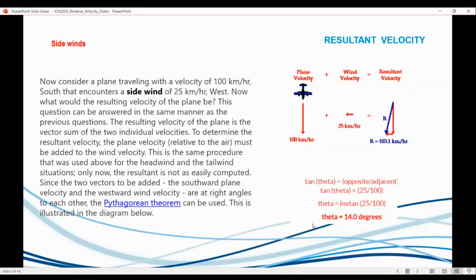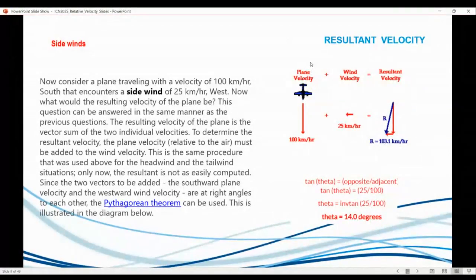And the last one, which is the more interesting one: if we had a side wind, going 25 kilometers per hour to the west. In this case, the plane will travel at a particular angle, and obviously the velocity will increase. We still take the vector sum, but now we say 100 squared plus 25 squared, and we take the root, and we should get 103. Then we can find the angle using Pythagoras. We should get 14 degrees.